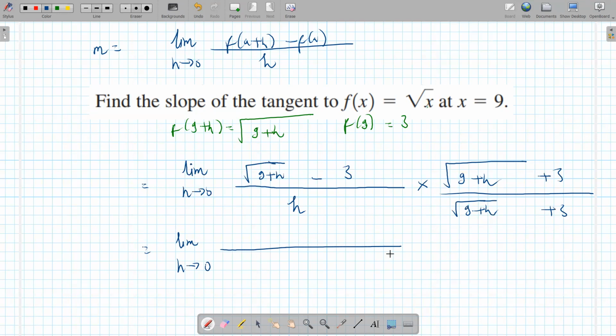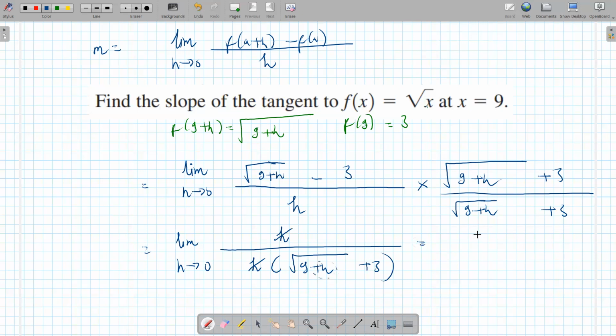9 plus h minus 9. So 9 plus h minus 9, that's just an h. And on the bottom, you have h times that entire shebang of whatever this is. I'm going to leave it on the outside. I'm not going to open that bracket. Do the h's cancel out? Yes. And that's the goal, right? The goal is to cancel out the h's. Now, any other h is a 0. So this h right here is a 0.